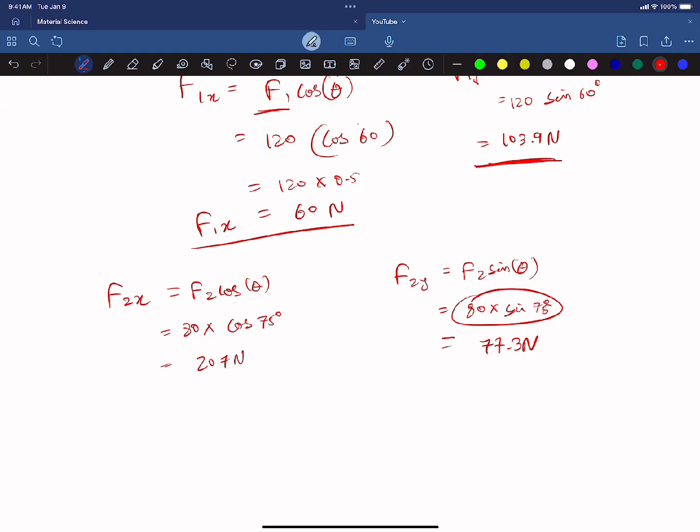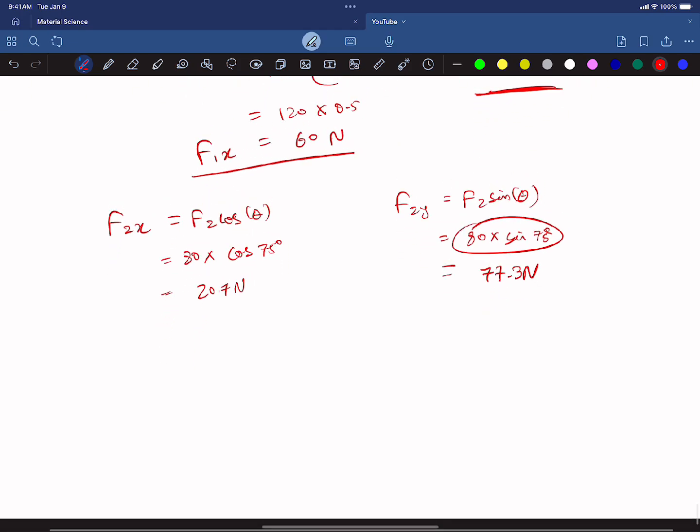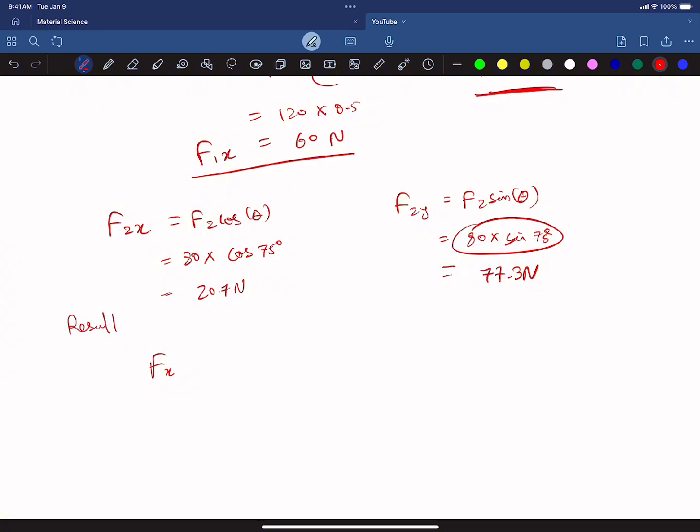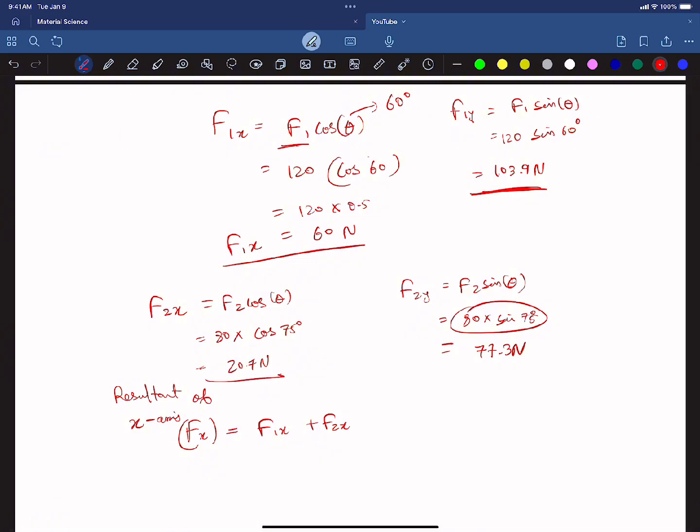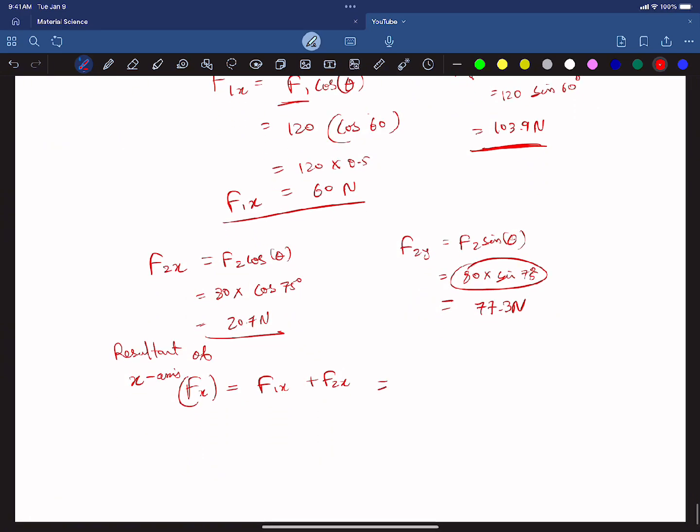Now you have to find the resultant force. So to find the resultant force, on the x-axis, Fx is equal to F1x plus F2x, which is this and this, and you just have to add those values. 60 plus 20.7 will give you 80.7 Newton.